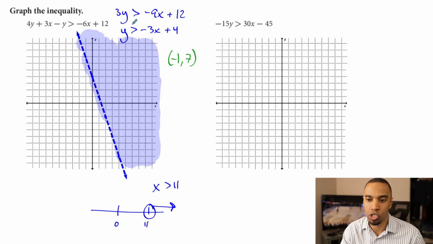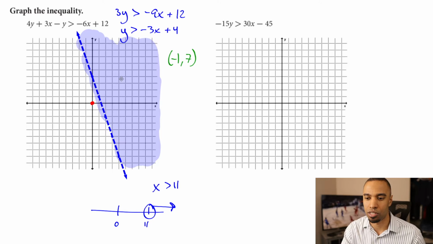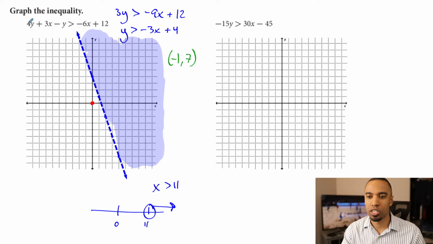I imagine at some point I should do one. You know what, 0, 0 is not a bad test with this one. Let's make everything go away. Check this out. Let's test 0, 0. By the way, when I test 0, 0, I expect a false statement because 0, 0 is not in the region that's shaded. Okay, see, the shaded region is over here. So let's test 0, 0.